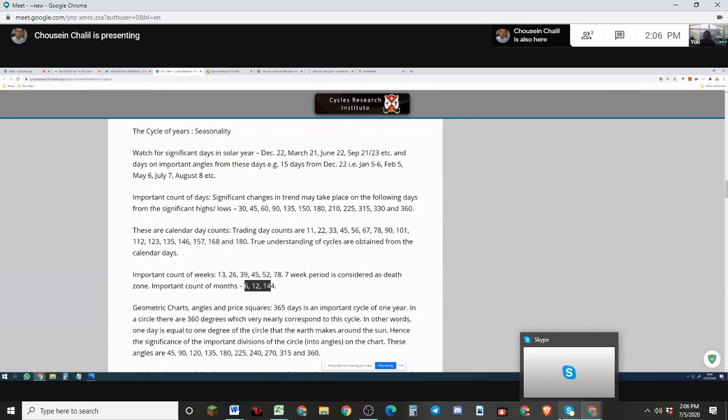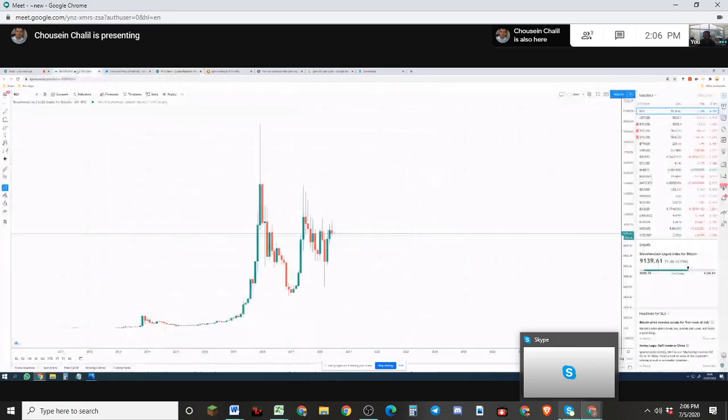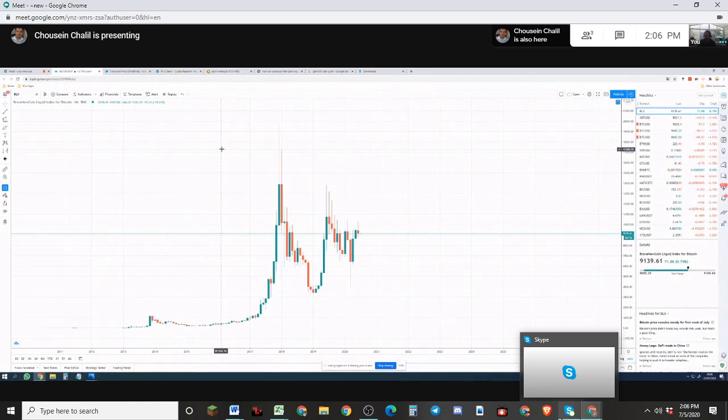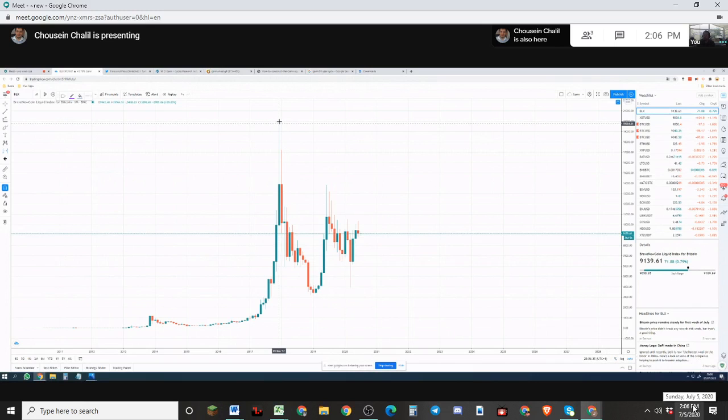Let me start on the monthly. The important months are the 6th month, the 12th month, and the 144th month. For example, we are on the BLX chart, and I start with the top. When it topped out, I counted 6 months and we have a bottom, and price went up. So after 6 months there was a bottom. Now I look at 12. Is it exactly on the candle? Yeah, exactly on the candle. Interesting. It came like a 2018 bottom.